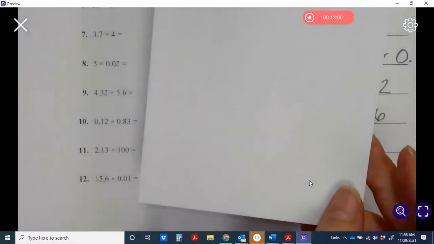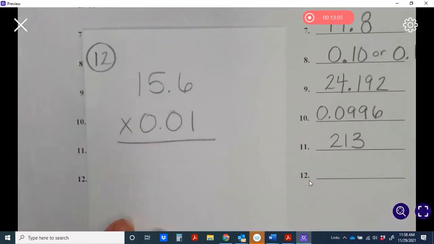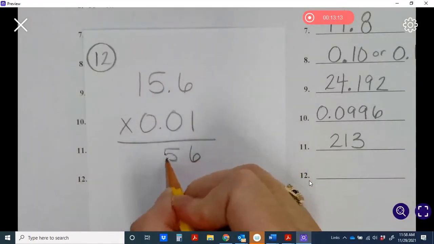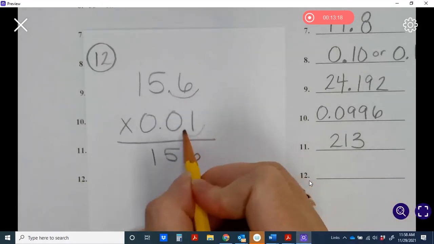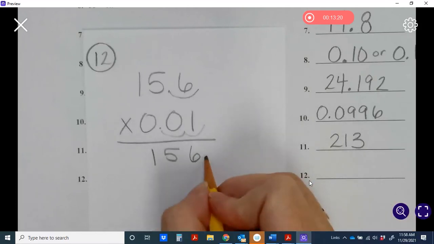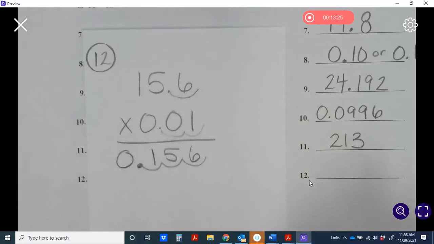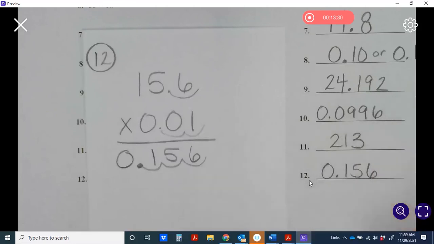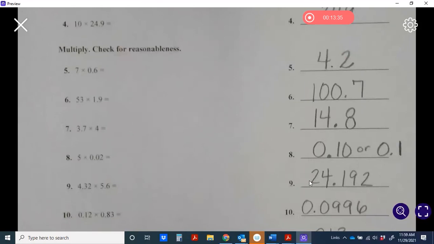Last problem, number 12, okay? 15 and 6/10 times 100. 1 times 6 is 6, 1 times 5 is 5, 1 times 1 is 1. There's 1 decimal in my top number, 2 in my bottom number, for a total of 3. 1, 2, 3. And I can add a 0. So I have 0 and 156 thousandths. Okay. And that is that.